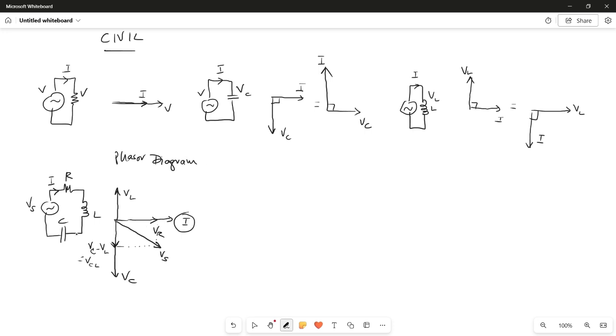Okay, for the impedance triangle, you have to calculate the XC, and that is 1 over 2 pi FC, and my XL equals 2 pi FL.